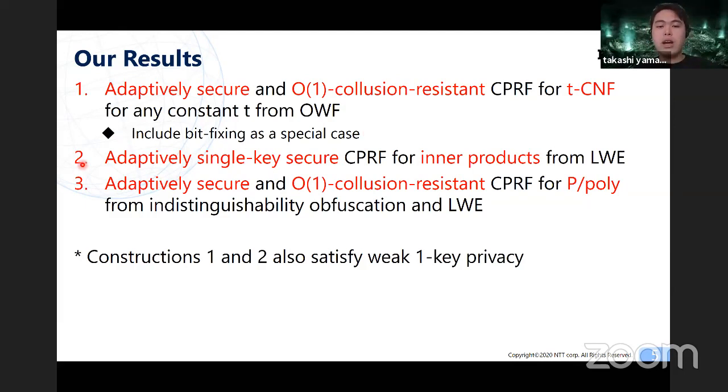Our second construction is adaptively single key secure CPRF for inner products from LWE. And our third construction is adaptively secure and order-1 collusion-resistant CPRF for P/poly from indistinguishability obfuscation and LWE. Especially the first two constructions are the first constructions of adaptively secure CPRF for any functionality based on standard assumptions in the standard model. And our third construction is the first construction of adaptively secure CPRF for P/poly in the standard model, even though we rely on the very strong assumption of indistinguishability obfuscation.